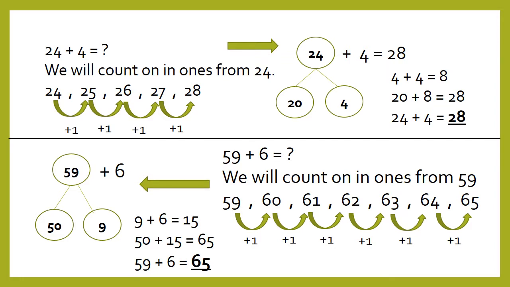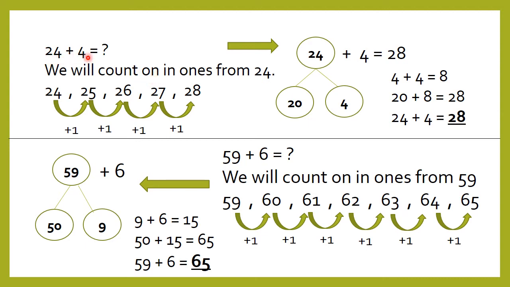So basically, how do you add two numbers? For example, you have 24 plus 4. So how would you add this? Whenever you have plus, that means you count on, and whenever you have minus, you count back. Okay, so here we have plus, that means I'll count on.